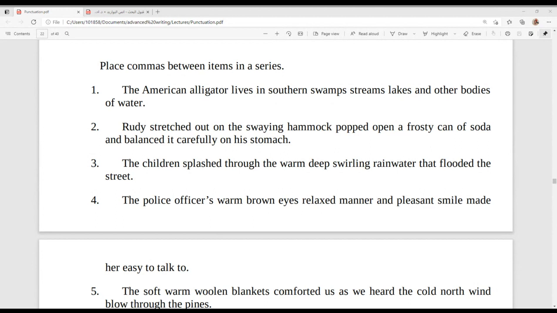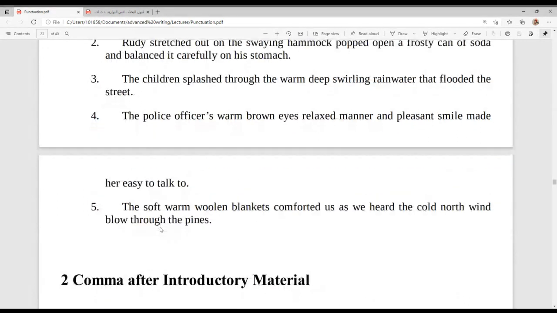The soft, warm woolen blankets comforted us as we heard the cold north wind blow through the pines. The soft, comma, warm, comma, woolen blankets, yeah, comforted us as we, yeah, that's right.